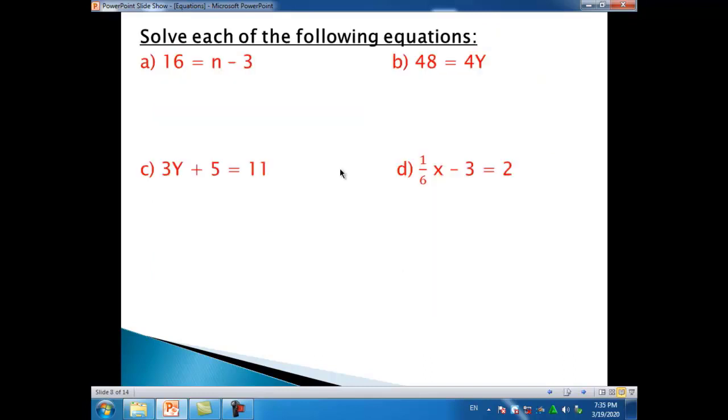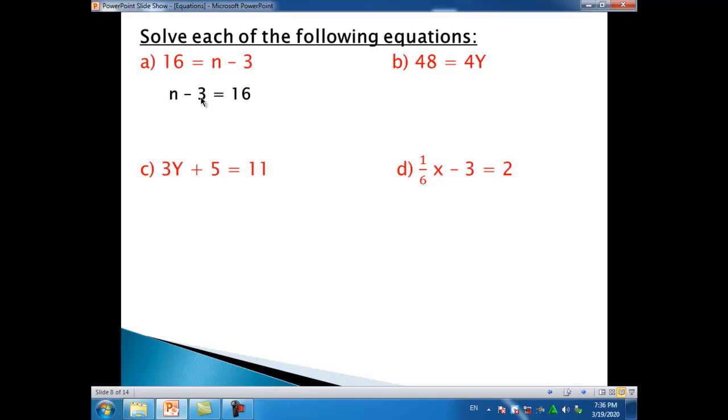Now solve each of the following equations. Letter A, 16 equals n minus 3. Okay, don't be scared. Now I hear you. You ask yourself, why is the n on this side? It's okay, never mind. Just change their order and rewrite it again as n minus 3 equals 16. This is the ordinary equation that we know. Okay, what will happen next?